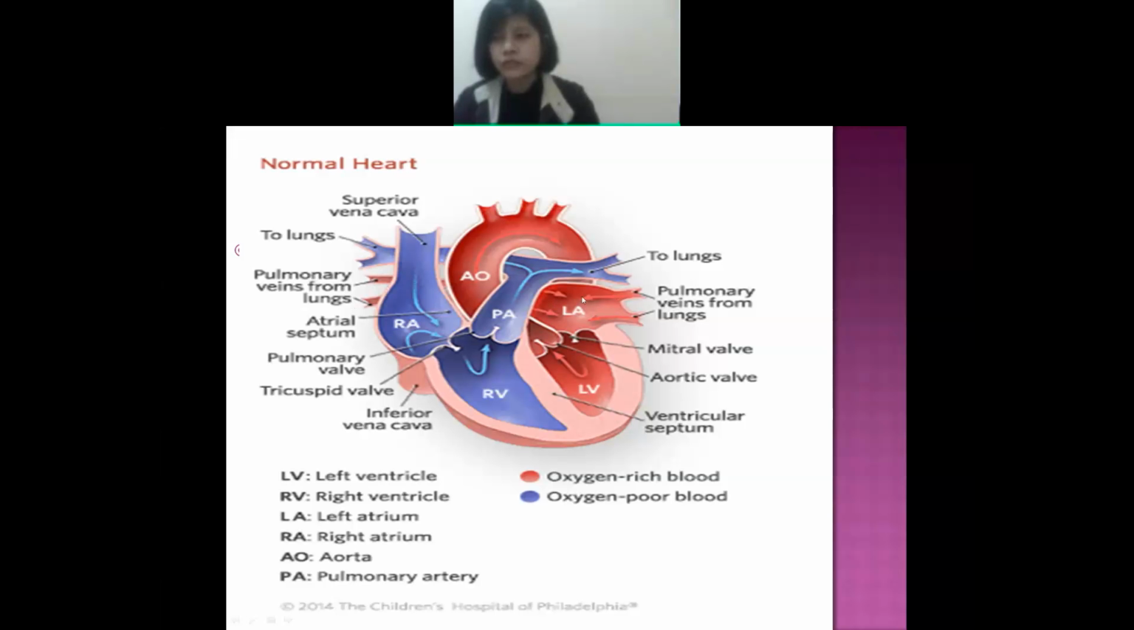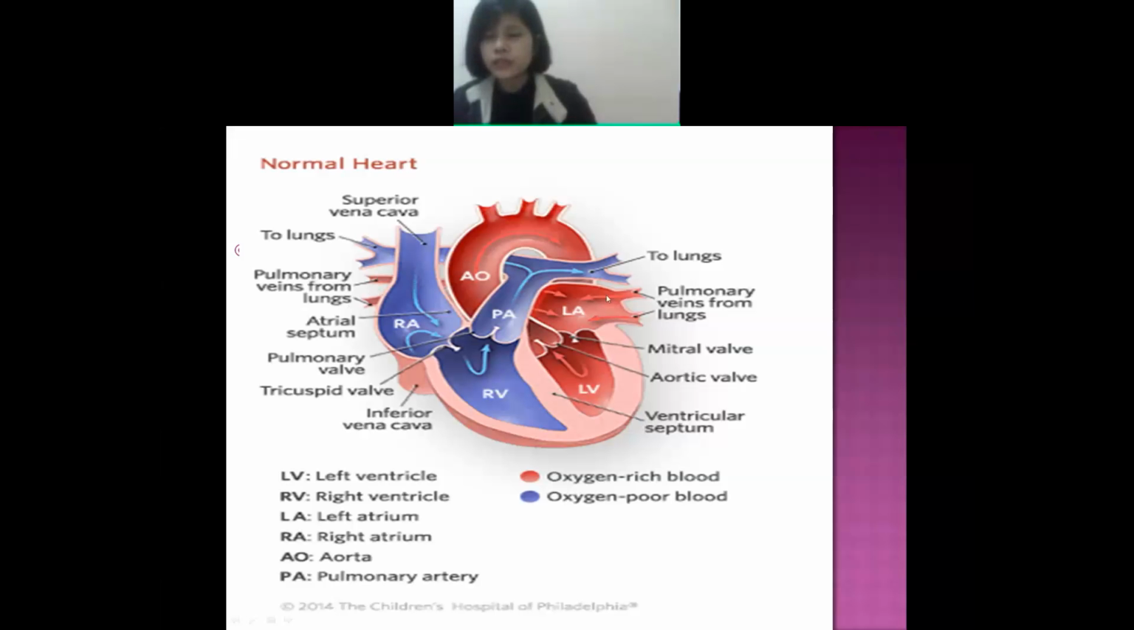Okay, Fariza. Are you clear? Fariza. Farizatun. Farizatun Begum, are you clear? Yes, ma'am. Okay. So the oxygenated blood will come where?